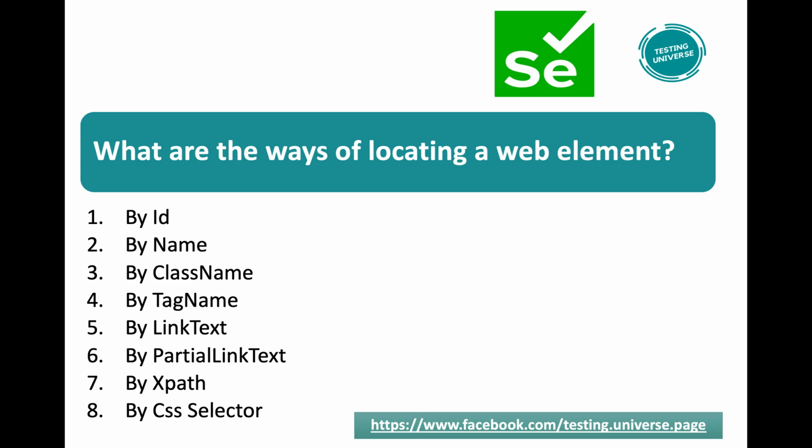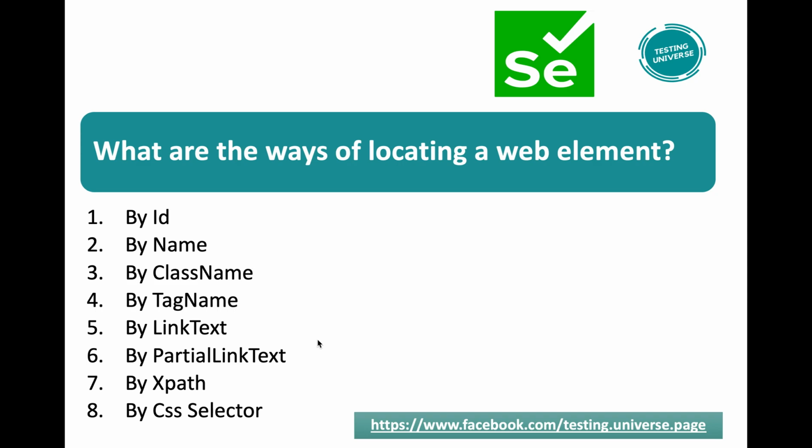The answers are straightforward: by id, by name, by class name, by tag name, by link text, by partial link text, by XPath, and by CSS selectors. You can quote all of them, or you can quote the major ones like id, name, tag name, link text, XPath, and CSS selector, if you don't remember all of them. But if you have worked on these things, you can easily remember them. Once you explain these different ways of locating a web element, there might be some follow-up questions.